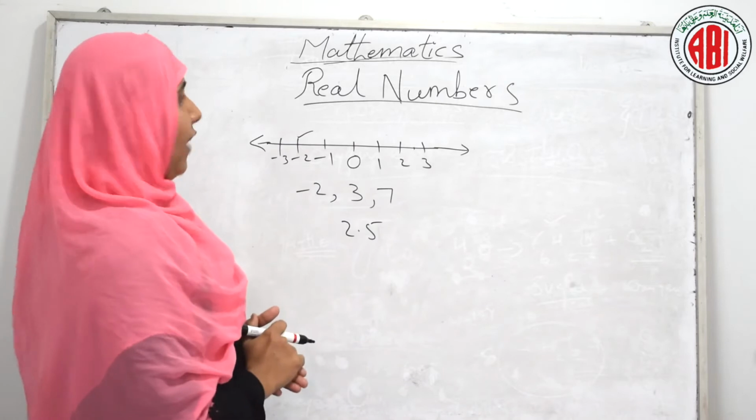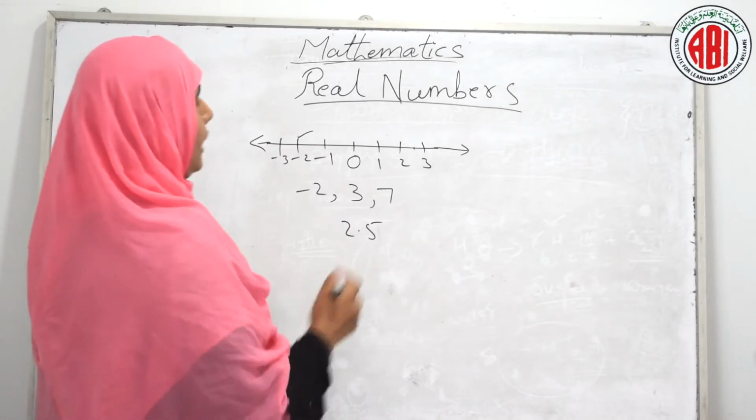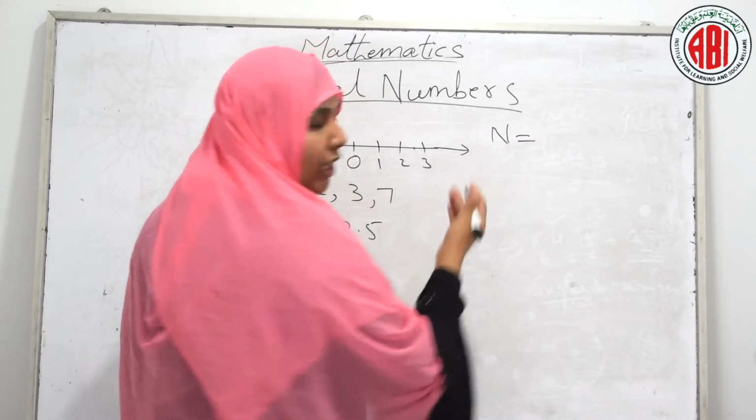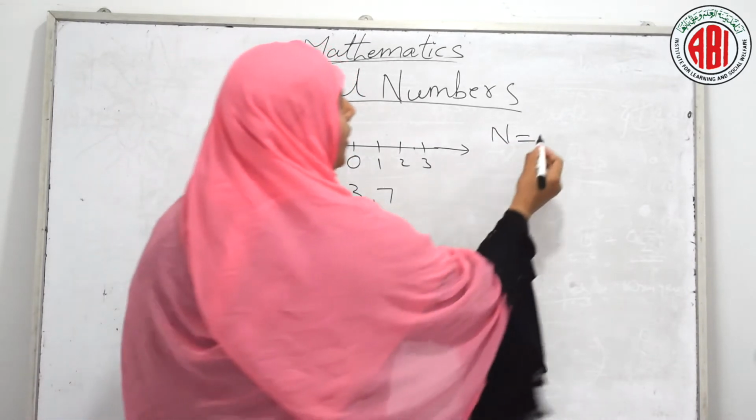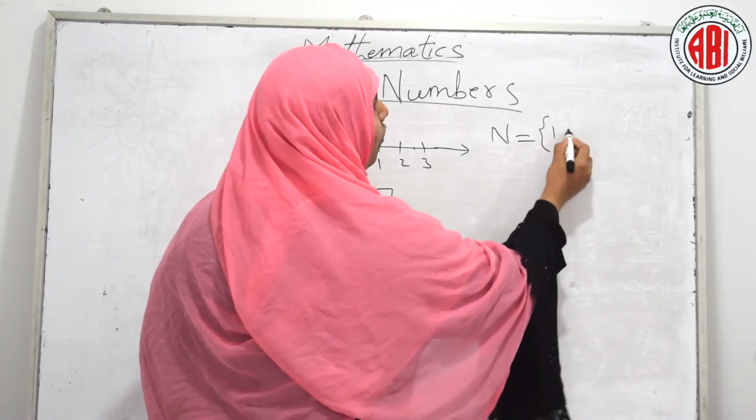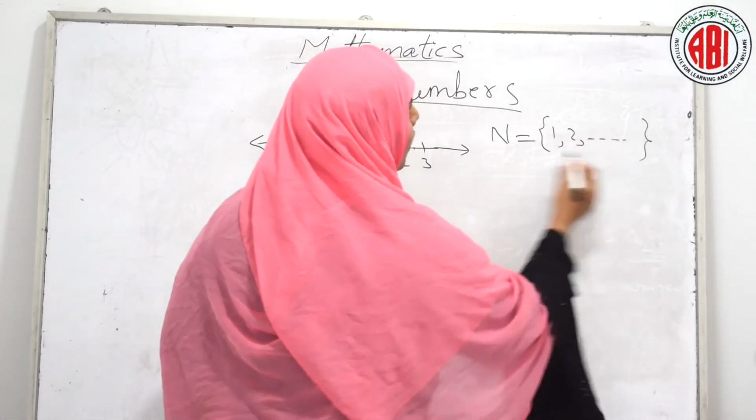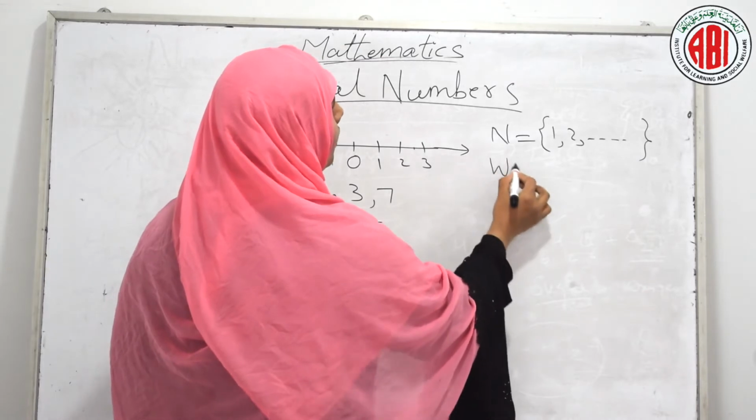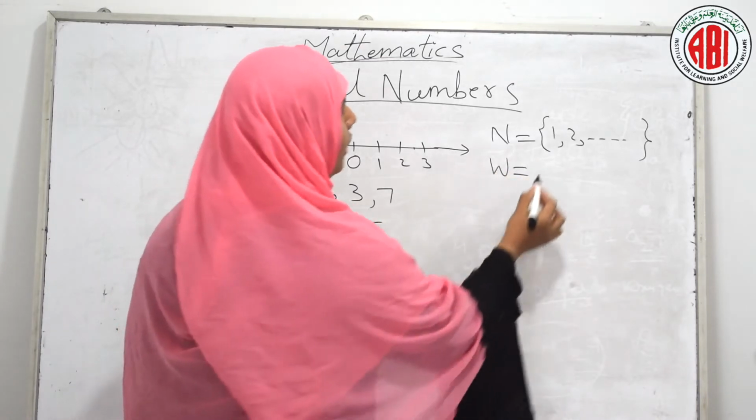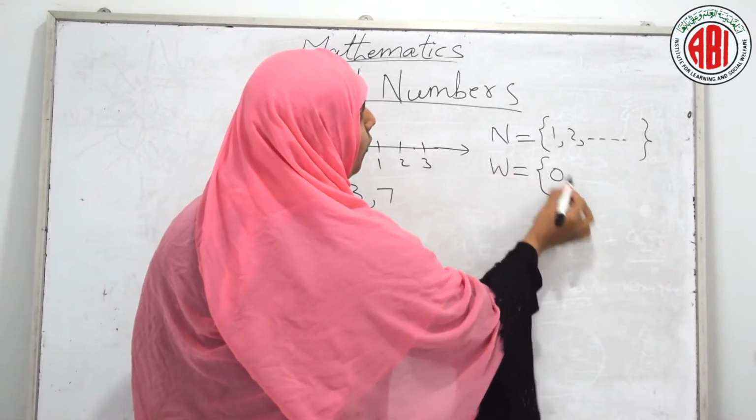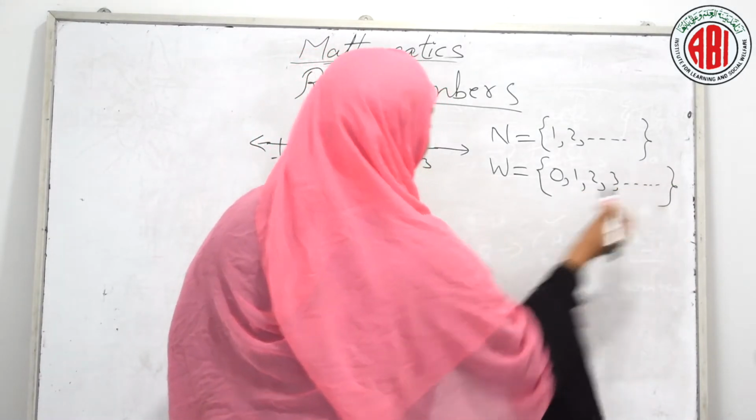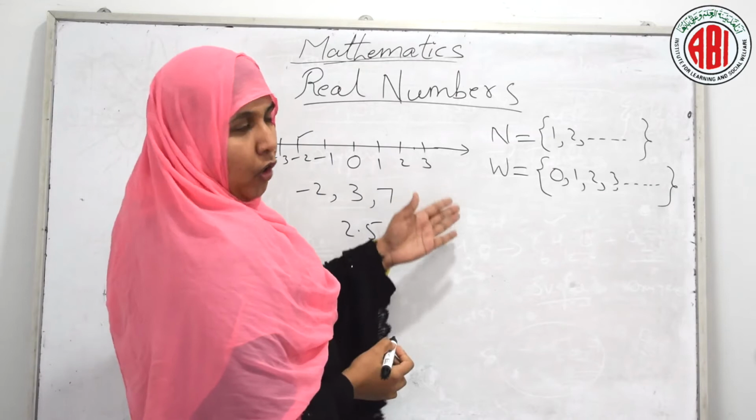Now along with that we have some different types of numbers. First we will see natural numbers. As we all know, natural numbers start from 1: 1, 2 and so on. So this is the set of natural numbers. Then we have whole numbers. The set of whole numbers starts from 0: 0, 1, 2, 3 and so on. So this is the set of whole numbers.